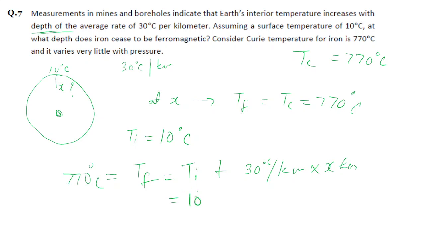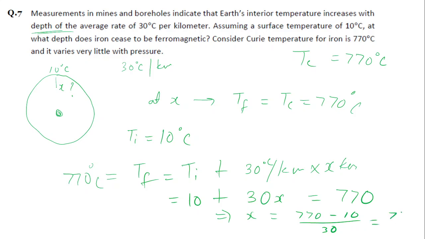Initial is 10 degrees centigrade. This will be 30 times x, and finally it will reach 770. So I can find out x, the position. x will be equal to 770 minus 10 divided by 30. So this will be 760 divided by 30 in kilometers. 760 divided by 30 is 25.333 kilometers.